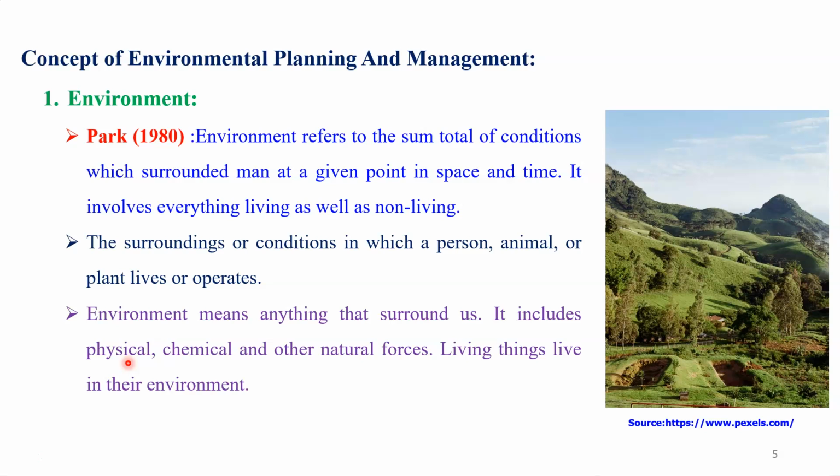The chemical things: maybe the number of gases that are available. Maybe nitrogen is there, carbon dioxide is there, hydrogen is there, oxygen is there, water is there. All these are part of the chemical parts of the environment. Then we have other natural forces also. Instead of the physical and chemical, we have other biological factors also. Biological means the biotic factors I just mentioned. It may be any animals, birds, microorganisms, or plants, or even the human being also, maybe the fish, or the numbers of things that are available inside the ocean also. So all these biotic factors are also part of the environment. So what is the meaning of the environment?